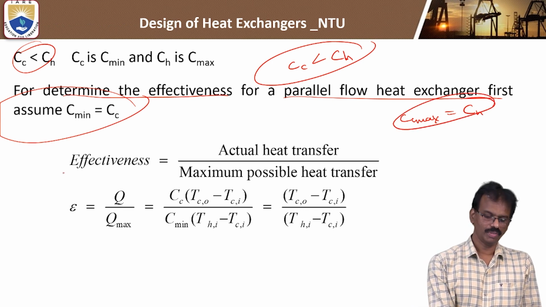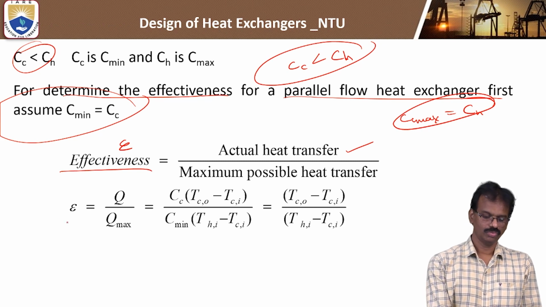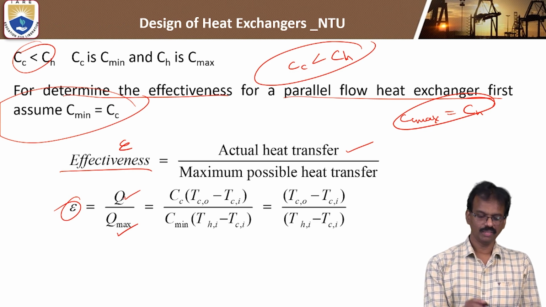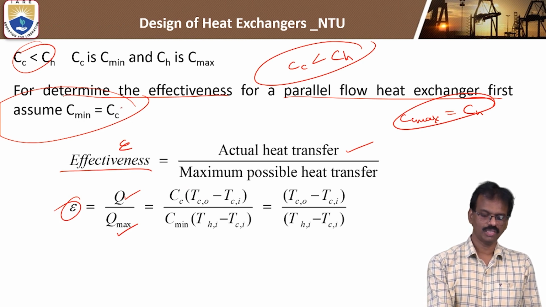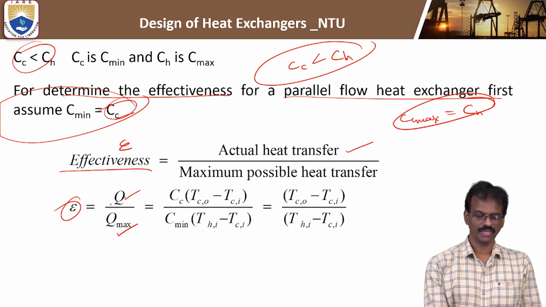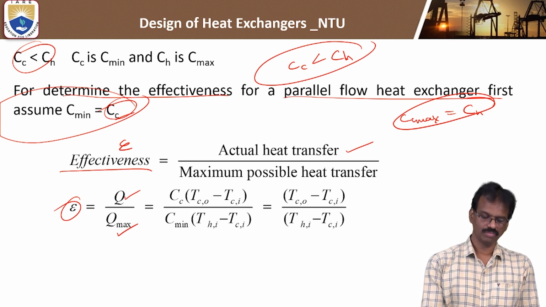You know the formula: effectiveness is equal to actual heat transfer divided by maximum possible heat transfer. So effectiveness is equal to Q by Q max. I'm taking the formula with respect to the cold fluid, because I'm assuming C minimum is equal to CC. There are two formulas for finding the rate of heat transfer: Q is equal to mH CH into (Thi minus Th naught), and mC CC into (Tc naught minus Tci). Here we are choosing the one with respect to the cold fluid.